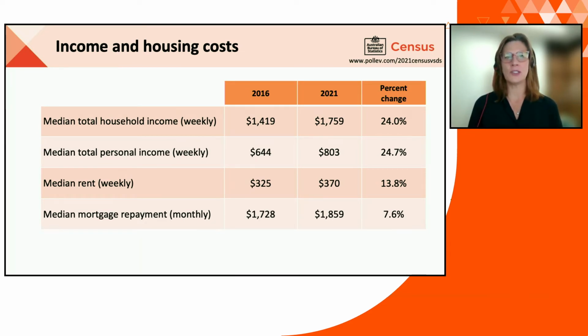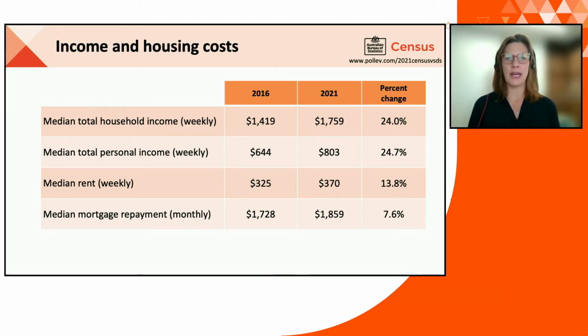And then we look at two measures of housing costs, rent or mortgage. Rent is measured on a weekly basis, and here we've got the median rent in Victoria has gone up 13.8% in the last 5 years, and that's an increase at a rate greater than the Australian increase. It's now sitting at about $370 as the median weekly rent. And the final row in that table is mortgage repayments. These are monthly mortgage repayments, gone up 7.6%, so much smaller growth.